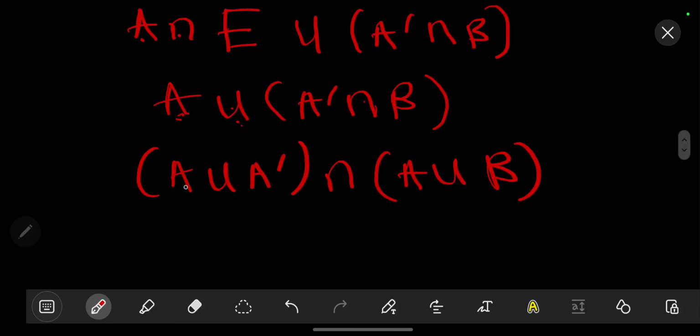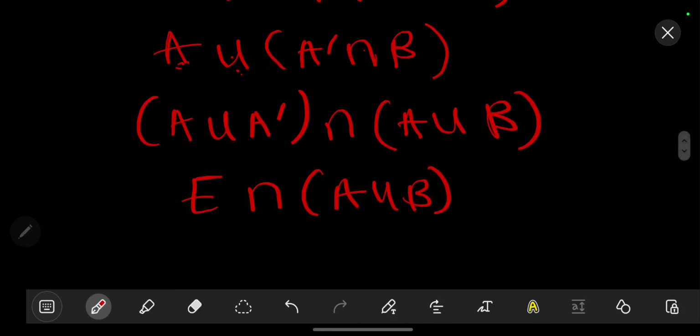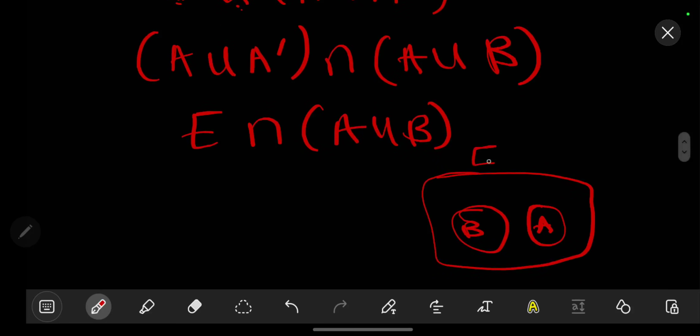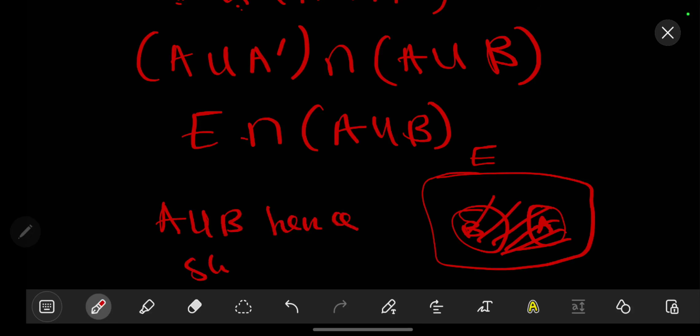Now remember, same case, A union A complement is also equal to the universal intersection A union B. Likewise, the only thing in common, if we have A and B, then outside we have the universal. If we are to find the common set with the universal, the combined sets will be the universal, or will be the intersection. So the answer is A union B. We can say hence shown.